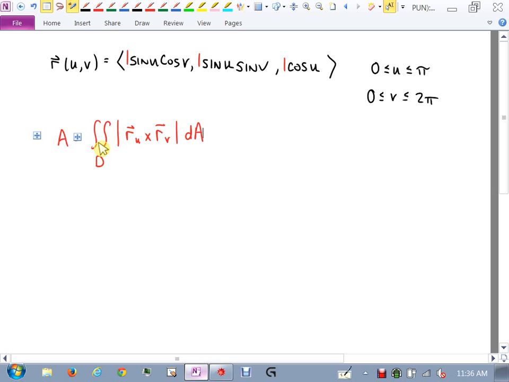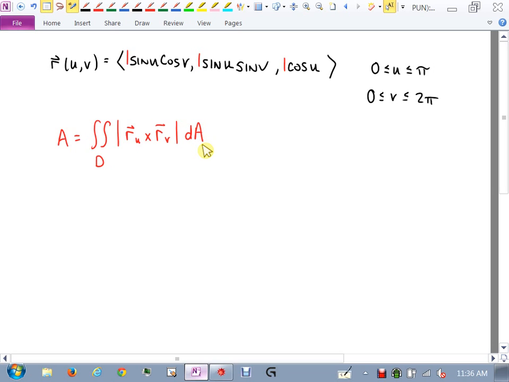What else? Anything else? Well, we have to figure this out. This dA is going to turn into du dv. Subtle question here, and let's see if you catch on to this. This is kind of a bigger picture thing.